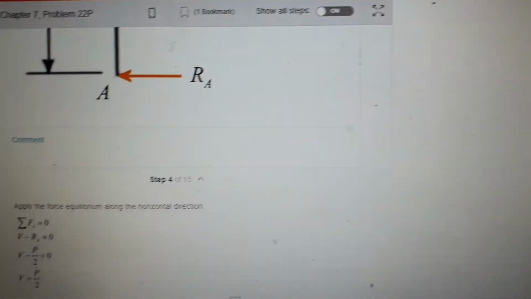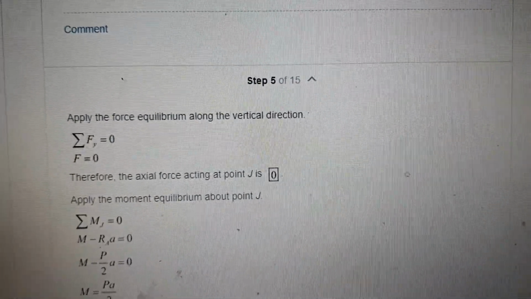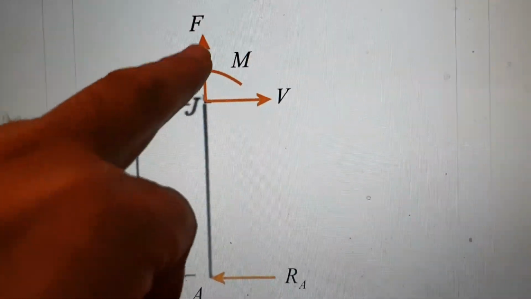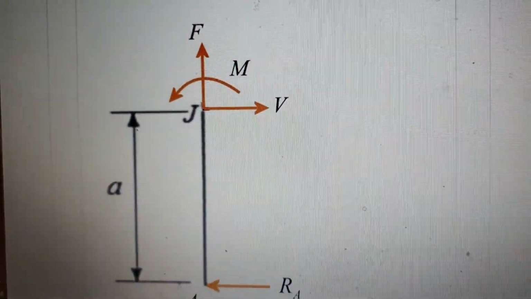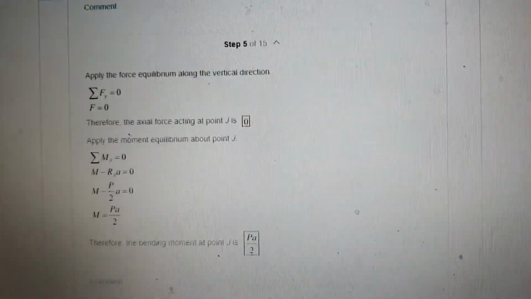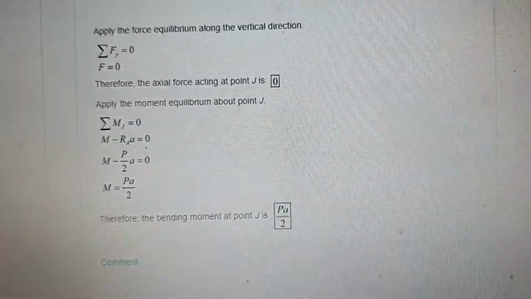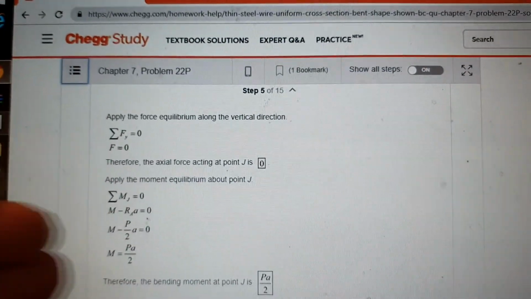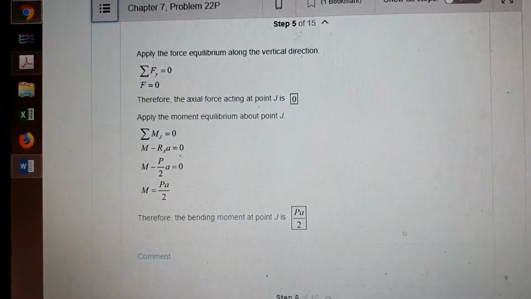Then we should find summation of forces at Y equal to 0. If you look here, there is nothing in the Y except this force, which means that this force F is equal to 0. So the axial force acting at point G is 0. Now remember, the vertical direction we call axial, and the things in the x-axis are called shear. So these are the internal forces at point G.